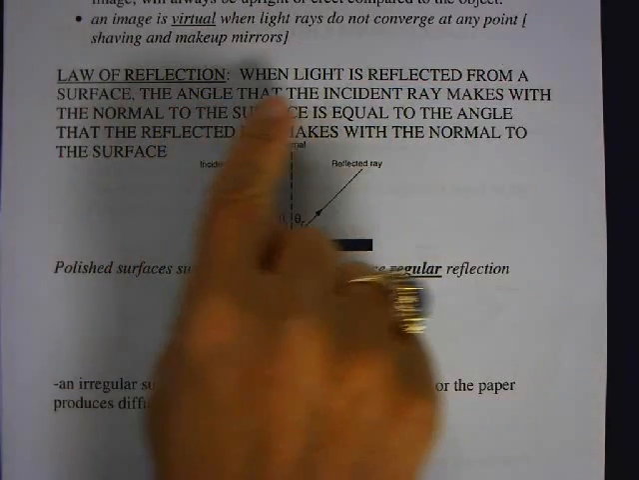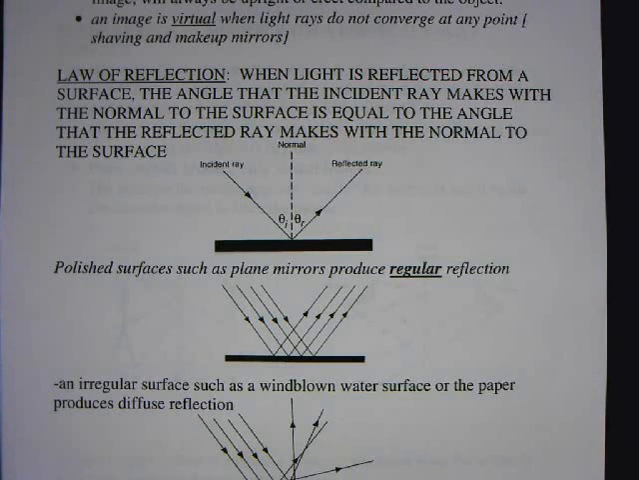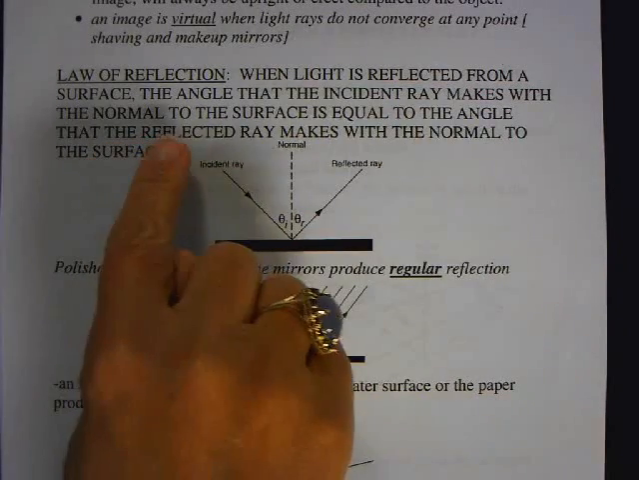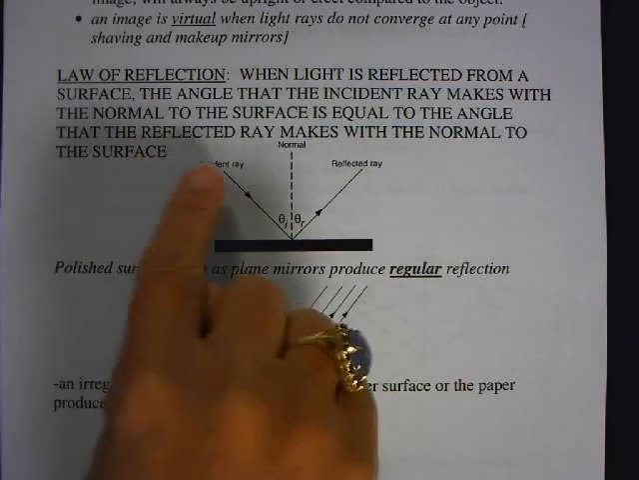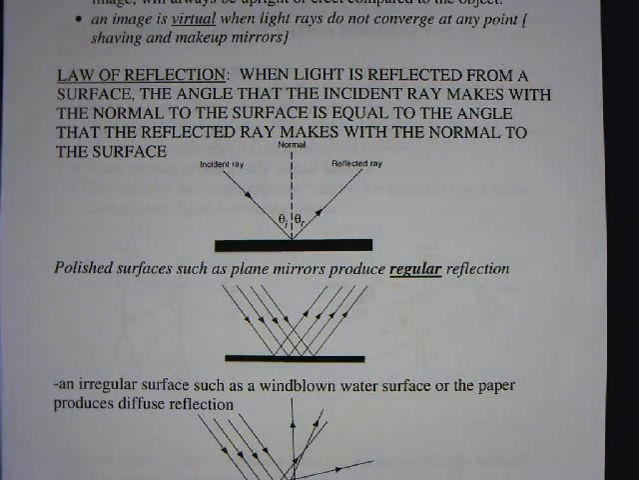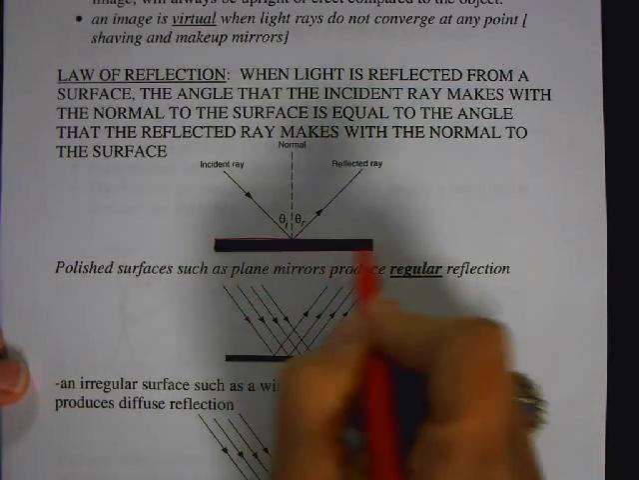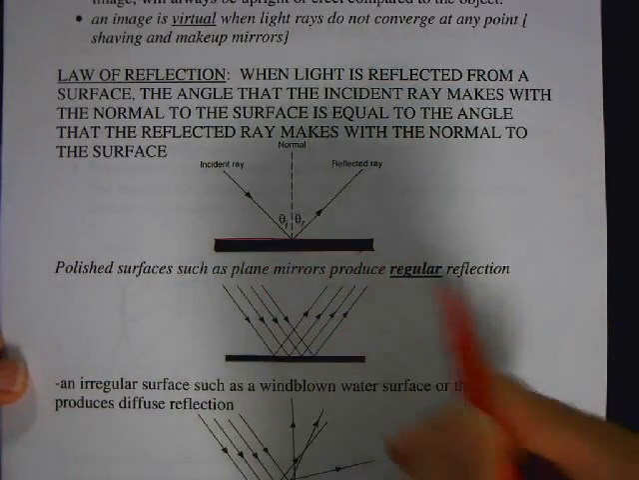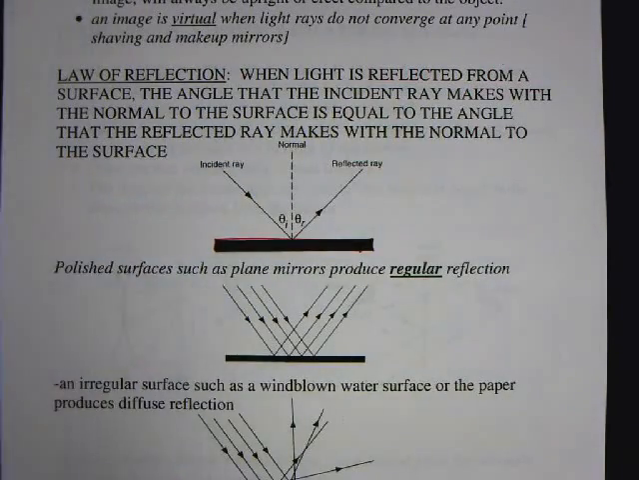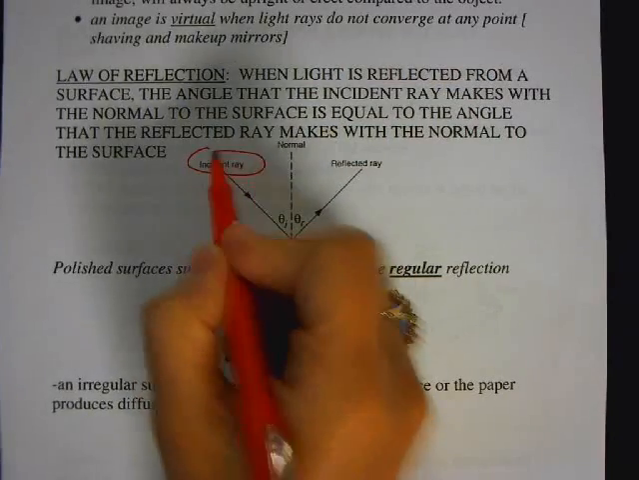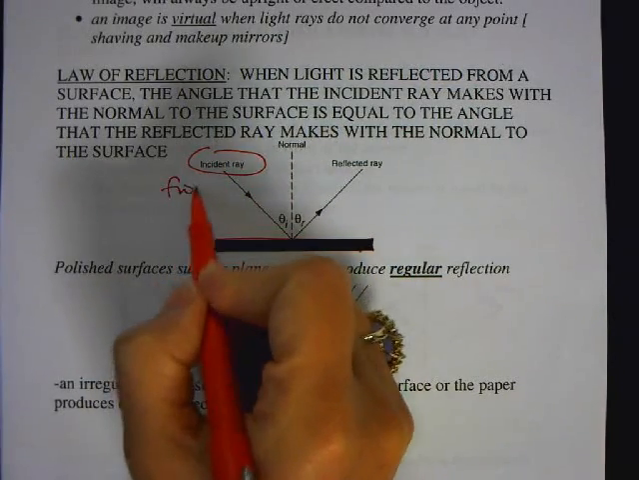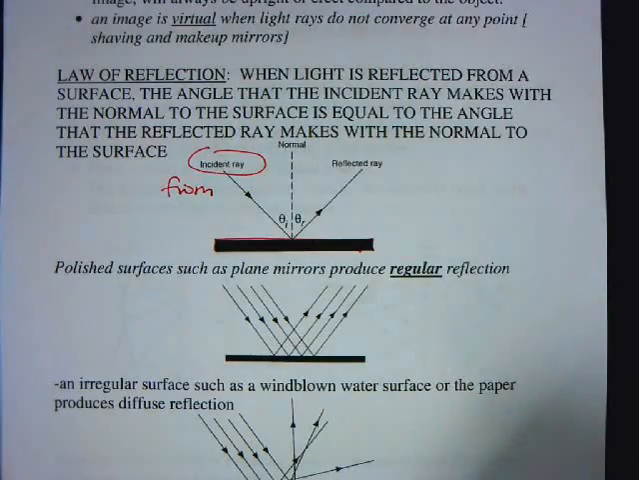So the law of reflection says when light is reflected from a surface, the angle that the incident ray, where the word incident means where it's coming from, makes to the normal to the surface is equal to the angle that's reflected. So what does that all mean? Well, first of all, this is going to be a flat or plane mirror. This is the type that you look at in the morning when you're getting ready for school, and it's just flat. So the incident ray, this is where it's coming from, and we use a line and an arrow to represent the ray.